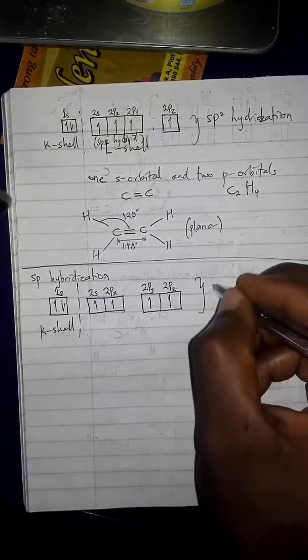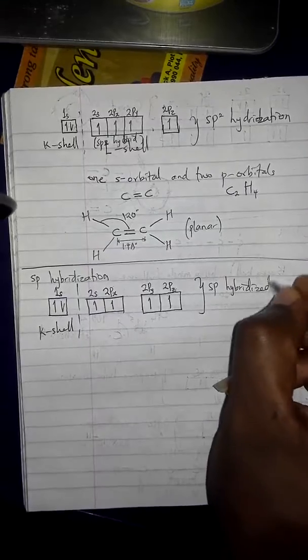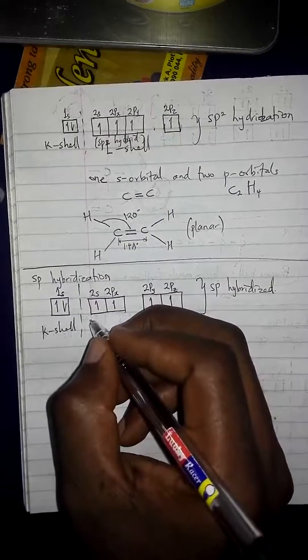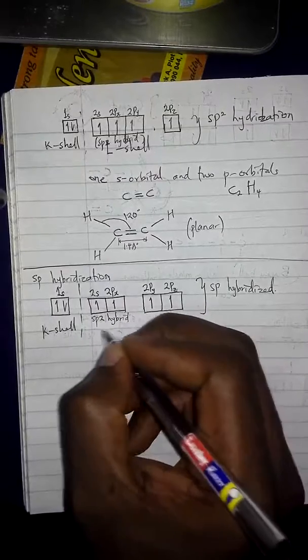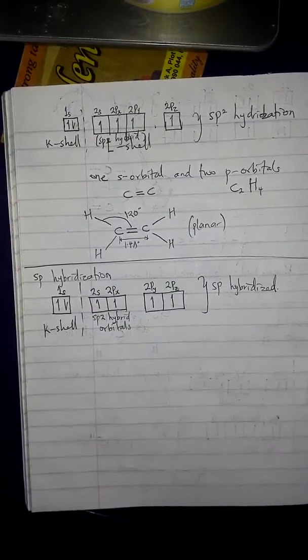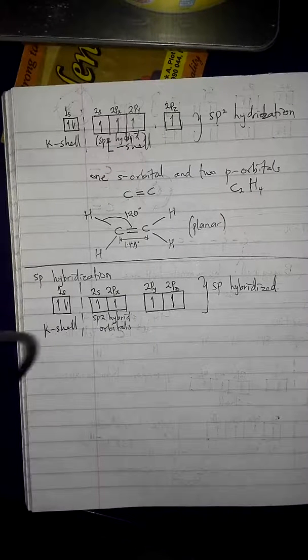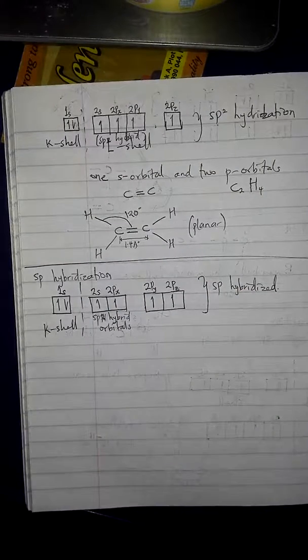So what has happened here is that this has been sp hybridized. These are the sp hybrid orbitals. All right, so that is what we mean by sp hybridization. You have one s orbital mixing or blending with one p orbital, and that gives you the sp, not sp2, the sp hybrid orbitals. So that is what it looks like after hybridization.